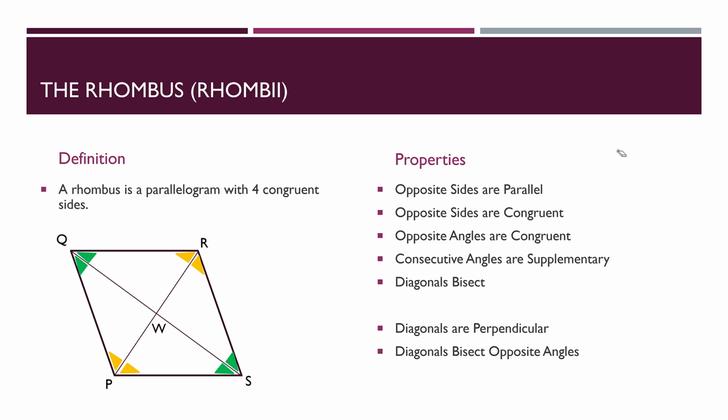And the diagonals bisect the opposite angles. So since opposite angles are congruent, it doesn't matter their measure. If I cut them in half, each of those halves are going to be congruent. So in our diagram here, we can see we have four smaller green angles that are congruent and four smaller yellow angles that are congruent, because that larger angle is being cut in half, making those smaller congruent angles. And by definition, the rhombus has all sides congruent.